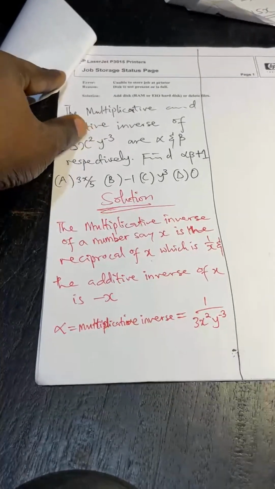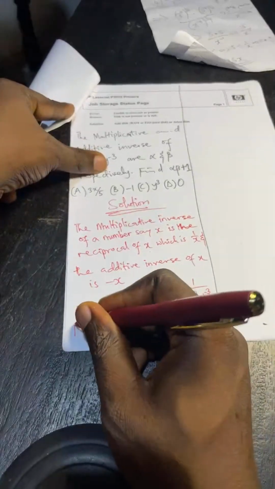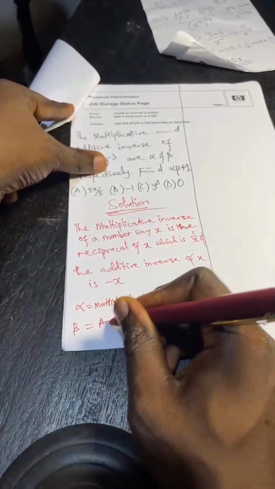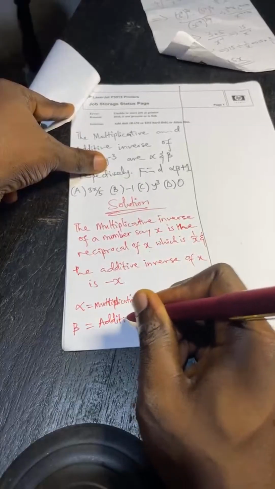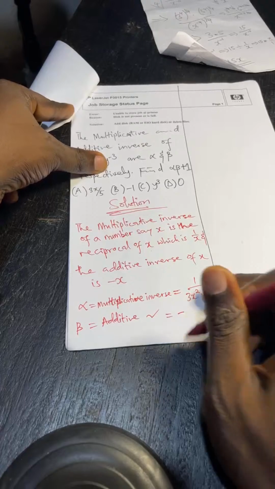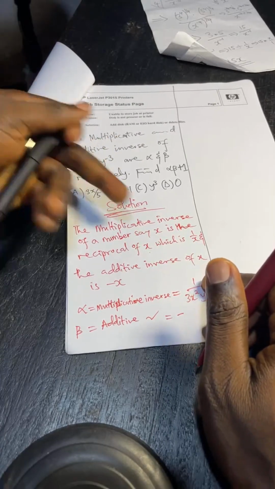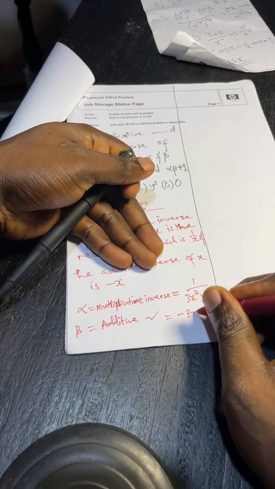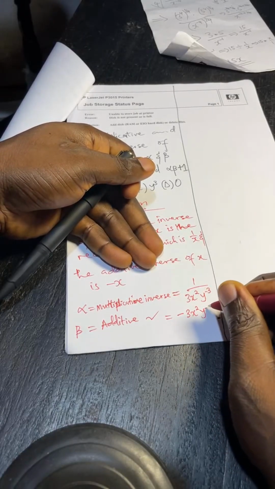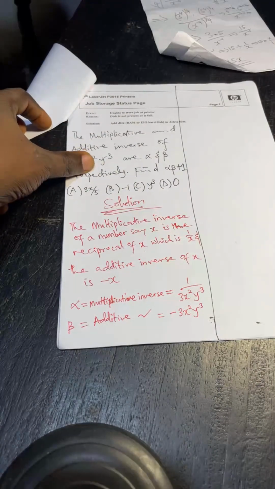Are you seeing it now? That is the multiplicative inverse. Then beta is the what? Additive inverse, which is equal to minus, look at this, it is going to be minus this that I gave you, minus 3x square y power negative 3. So we are going somewhere.